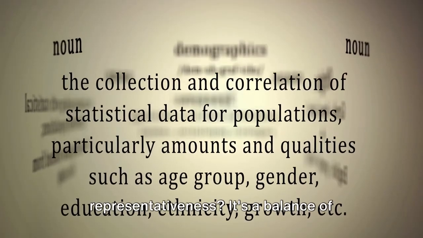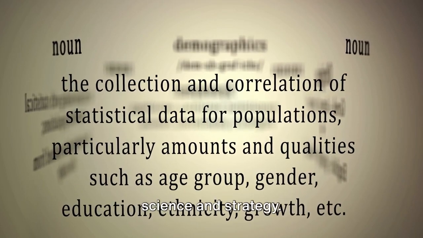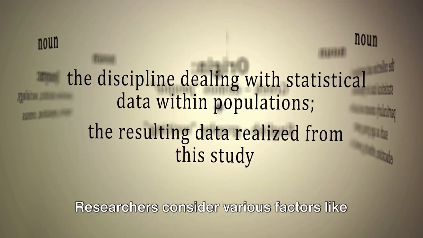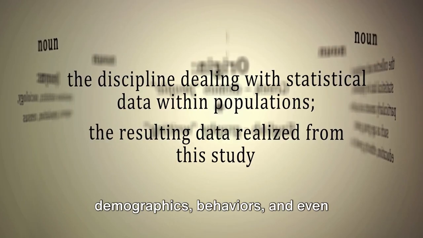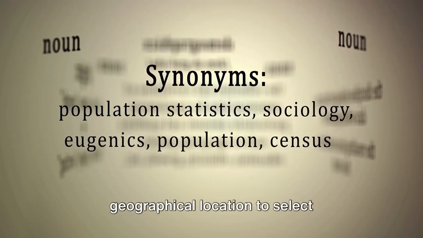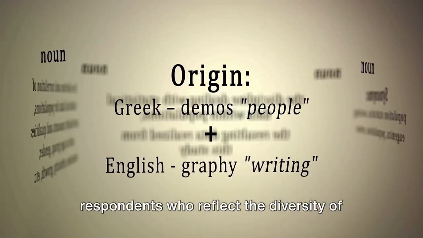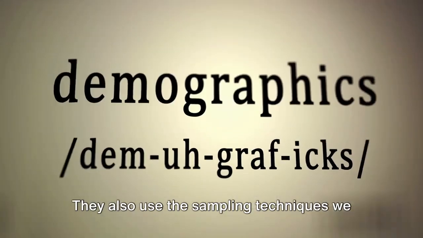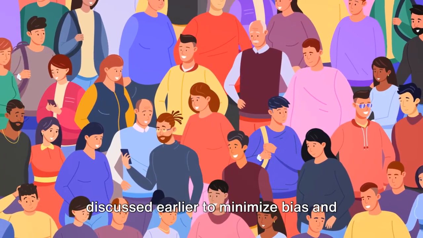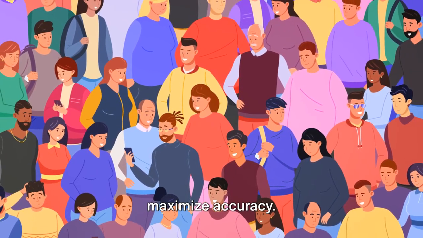But how do they ensure representativeness? It's a balance of science and strategy. Researchers consider various factors like demographics, behaviors, and even geographical location to select respondents who reflect the diversity of the population. They also use the sampling techniques we discussed earlier to minimize bias and maximize accuracy.